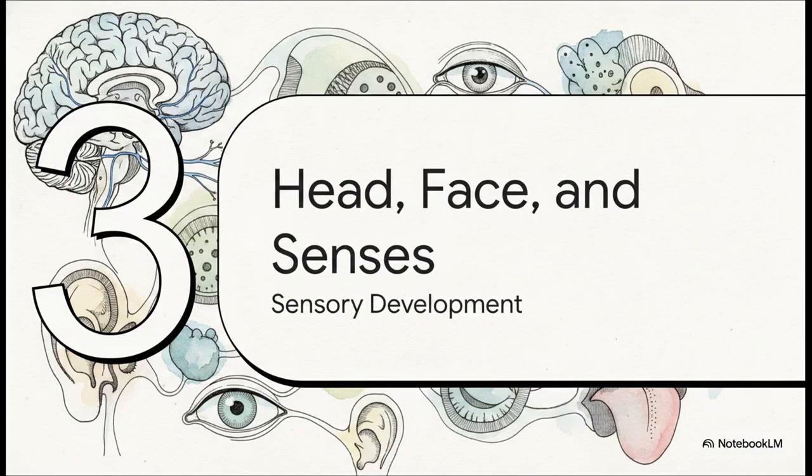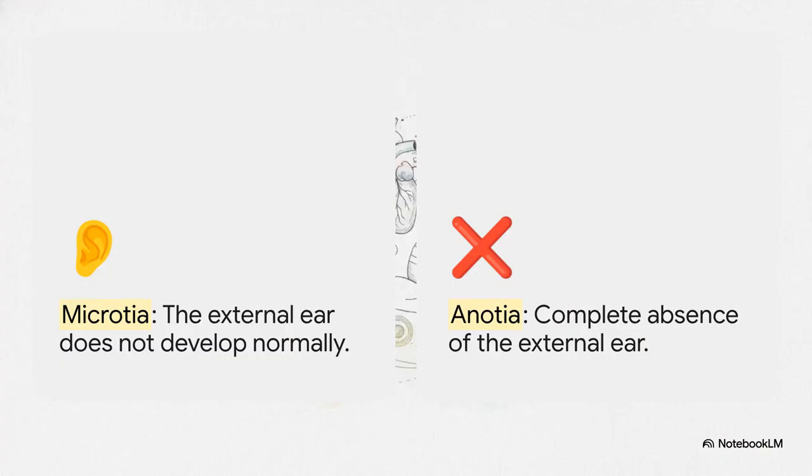And that brings us to Chapter 3, Head, Face, and Senses, Crafting Communication and Perception. Here, we're going to look at the delicate tissues that form our face and the sensory organs that allow us to communicate and interact with the world around us. Let's contrast a couple of specific differences in how the ear develops.